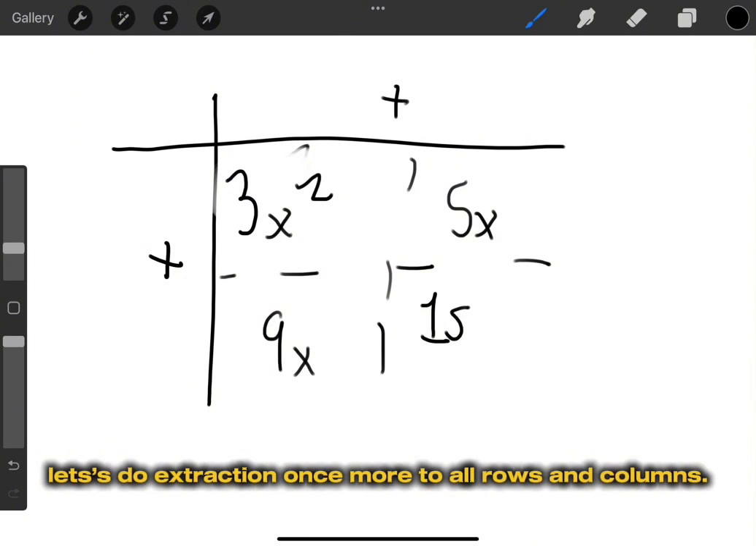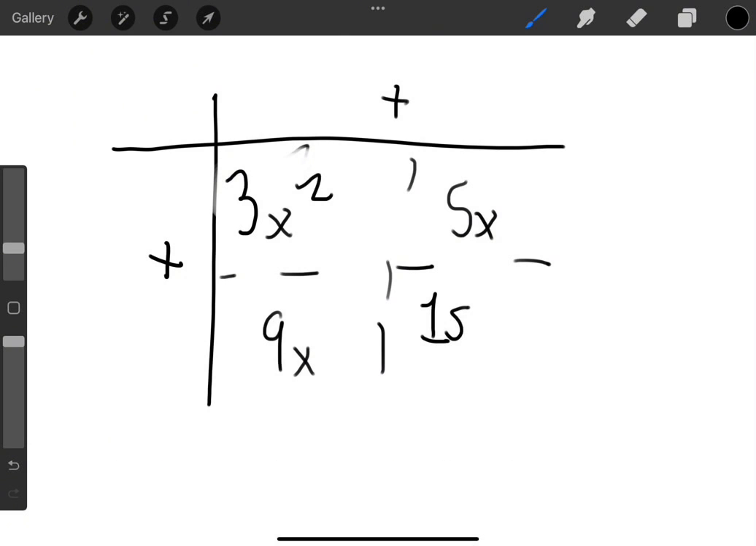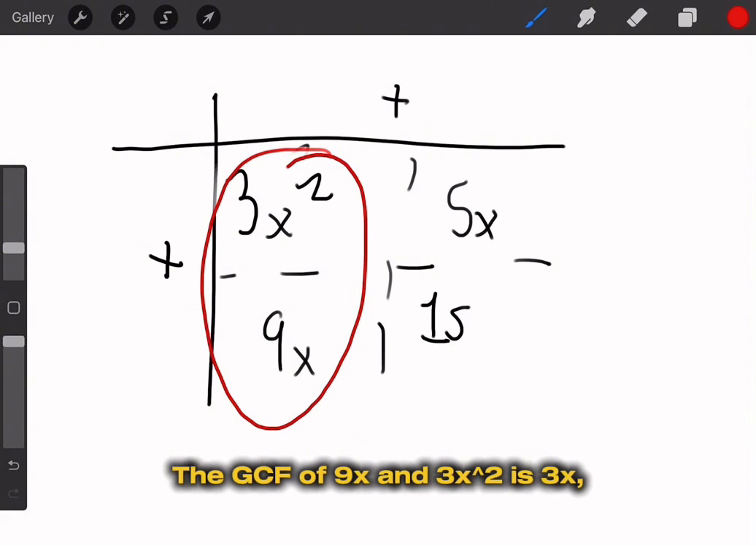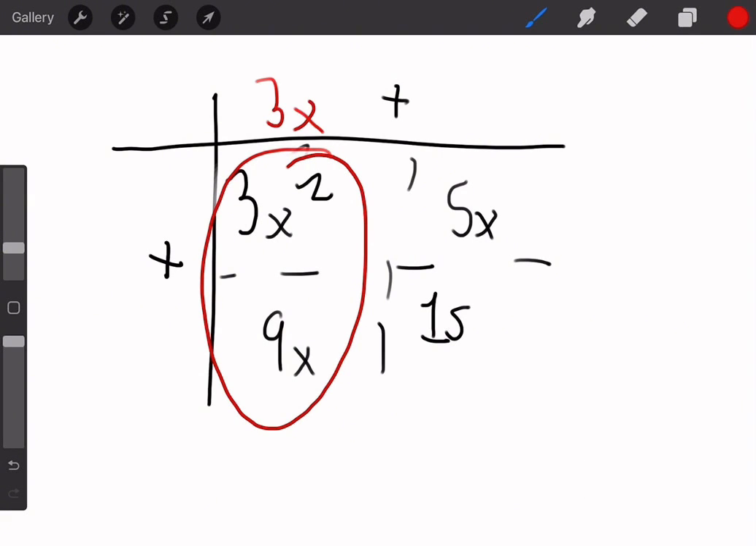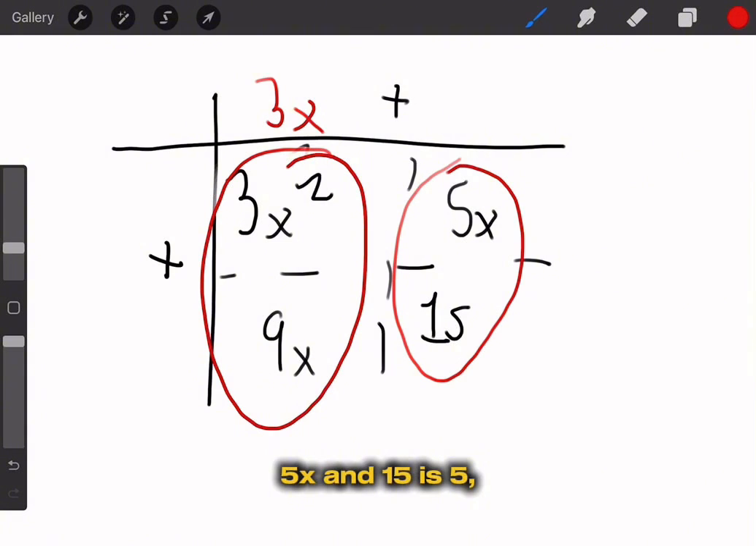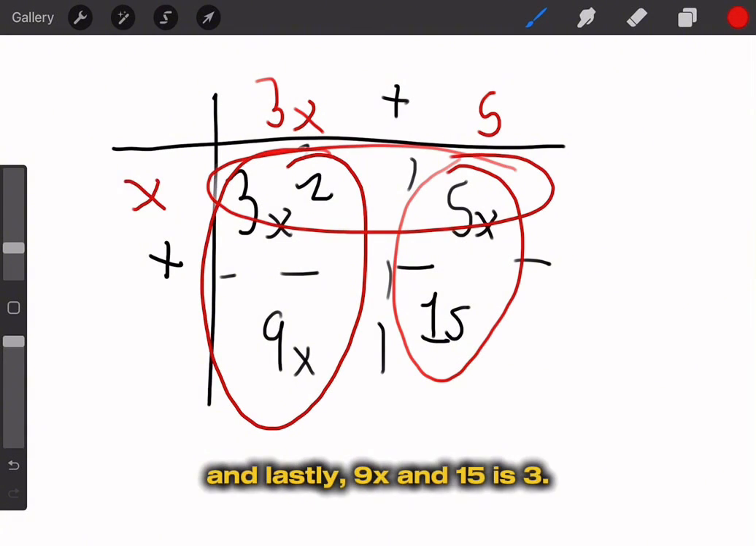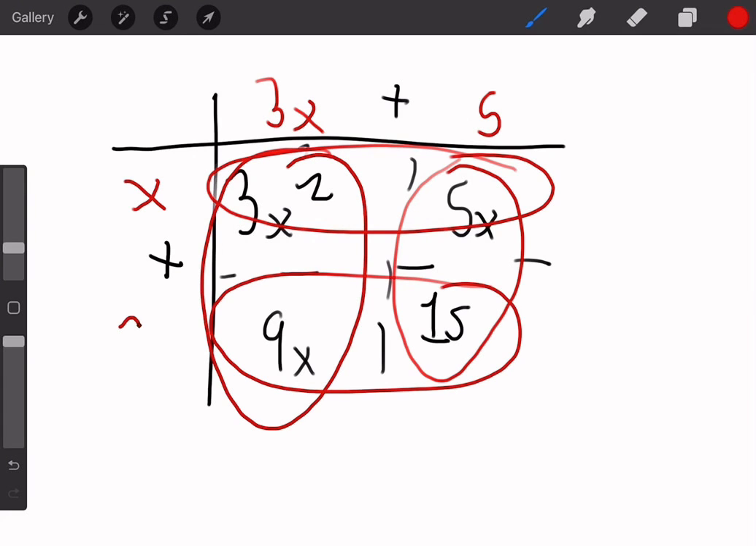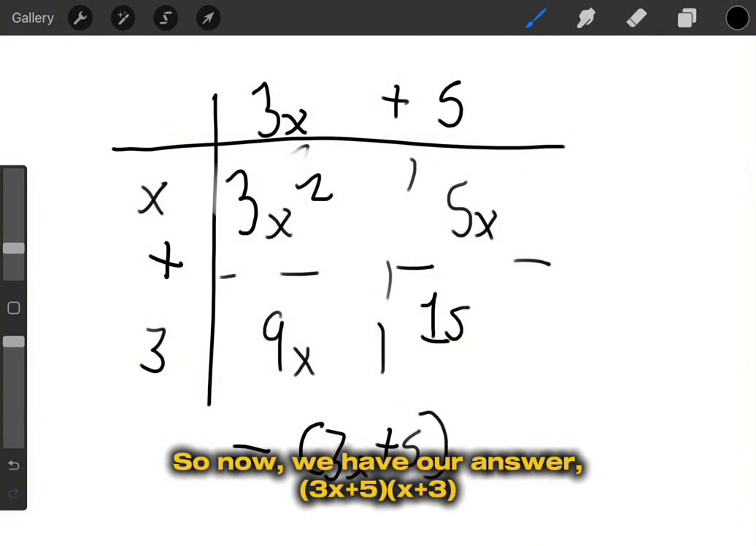Let's do extraction once more to all of the rows and columns. The GCF of 9x and 3x squared is 3x, 5x and 15 is 5, 3x and 5x, and lastly, 9x and 15 is 3. So now, we have our answer, 3x plus 5 multiplied by x plus 3.